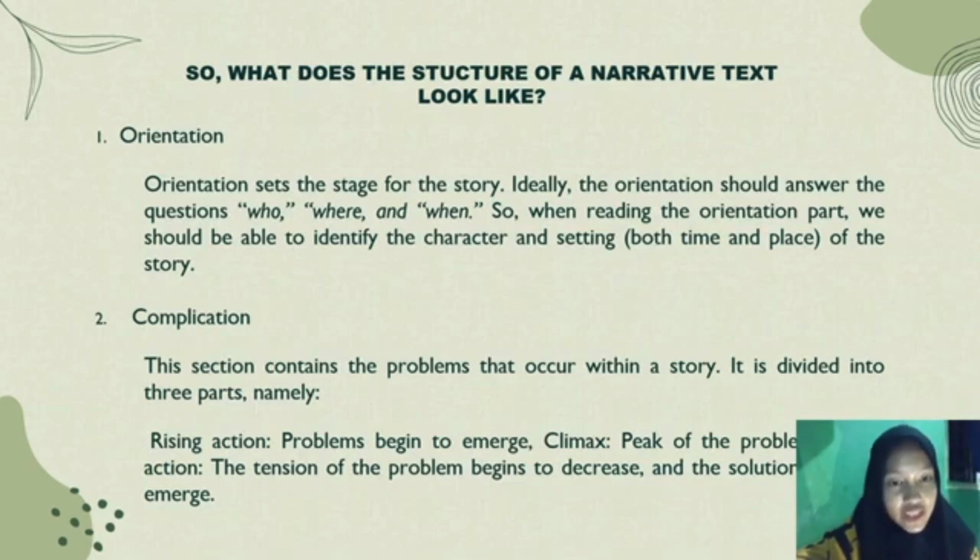This section contains the problem that occurs within a story. It is divided into three parts, namely rising action, problems begin to emerge, climax, peak of the problem, and falling action, the tension of the problem begins to decrease, and the solution starts to emerge.